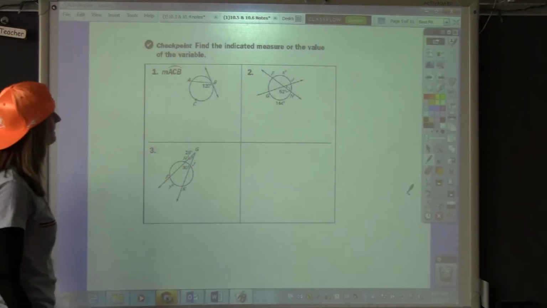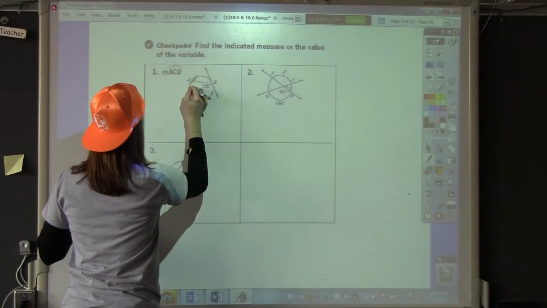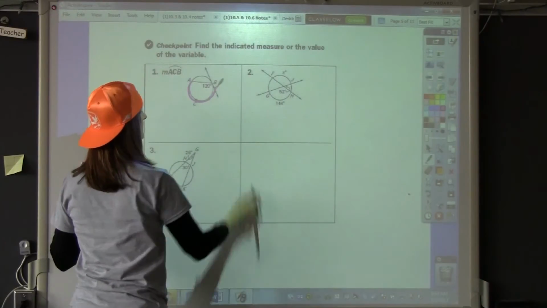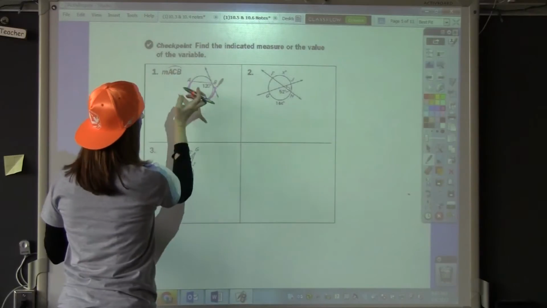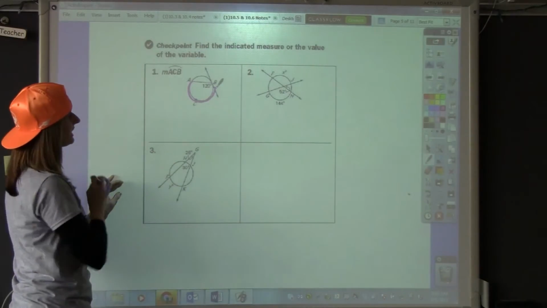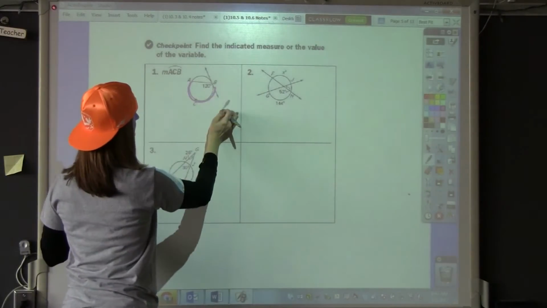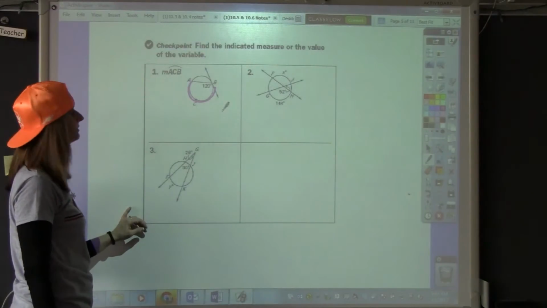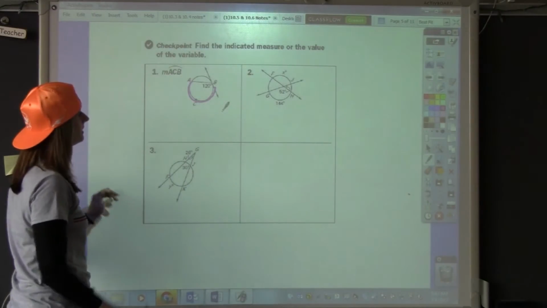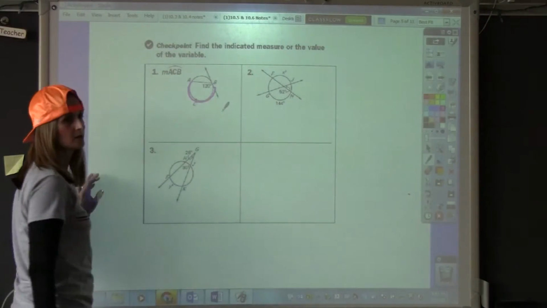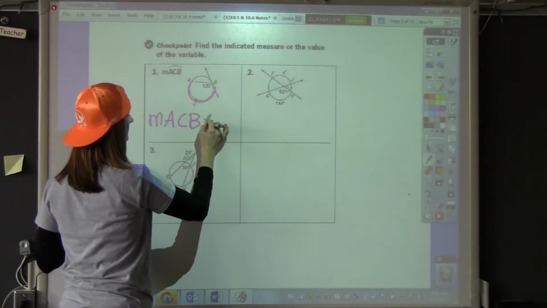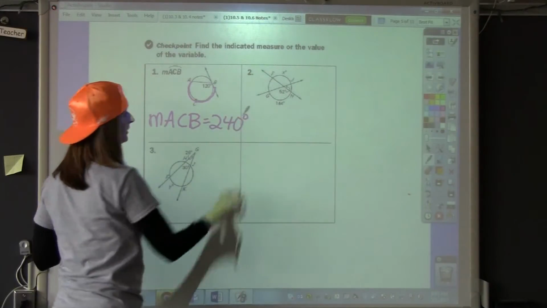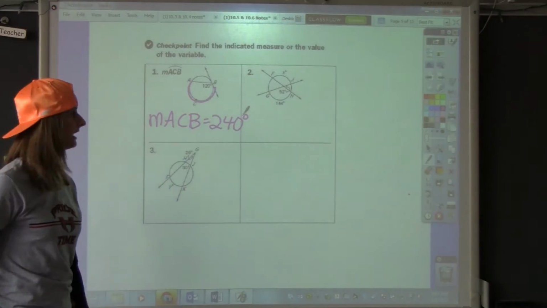All right, so let's try. Number 1, what's the measure of arc ACB? Given the measure of this angle is 120 degrees, what's the measure of its intercepted arc? 240. There you go. Any questions on that?